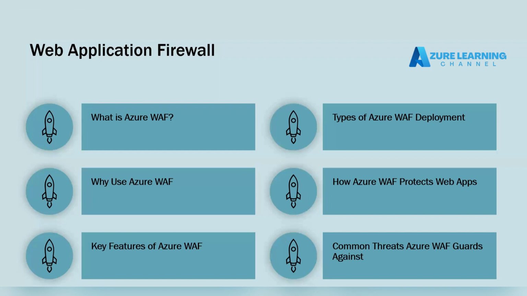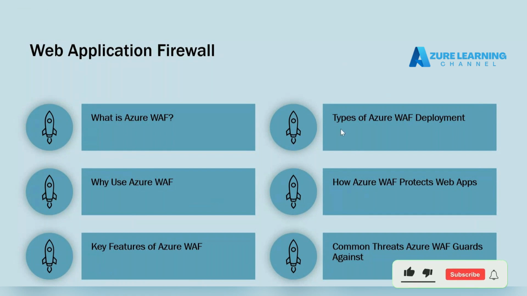And what are the types? See, where all can we deploy it? Here we can deploy with Azure Application Gateway. Application Gateway is literally an application load balancer. And we can also deploy with the CDN and with Azure Front Door. There and all we can deploy.